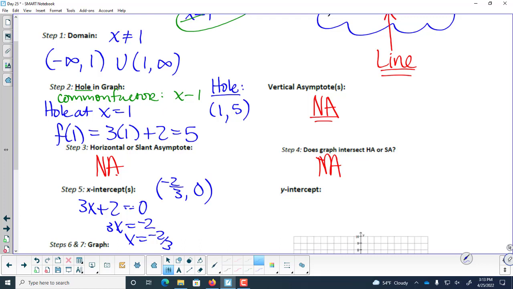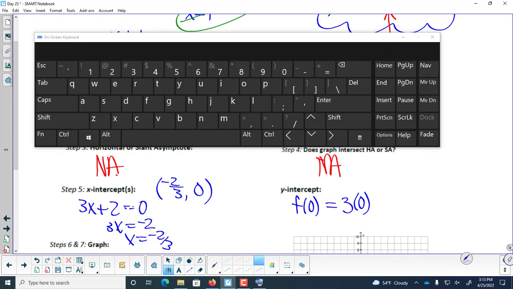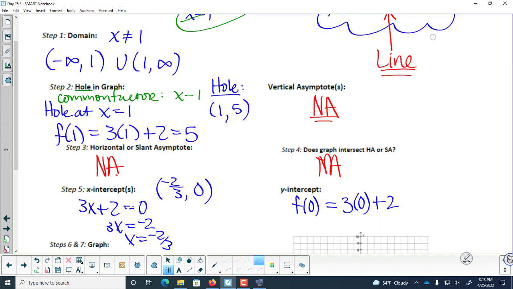It's a line. I can find the y-intercept just by looking, but I can plug 0 into the function like I always do to find a y-intercept. So it's 3 times 0 plus 2, which is 2. So my y-intercept is the point (0, 2). So I just graph that line and I put the hole on the line at (1, 5).